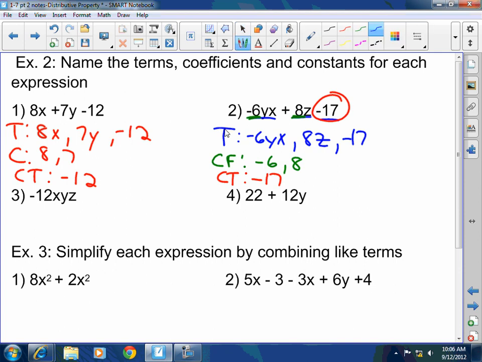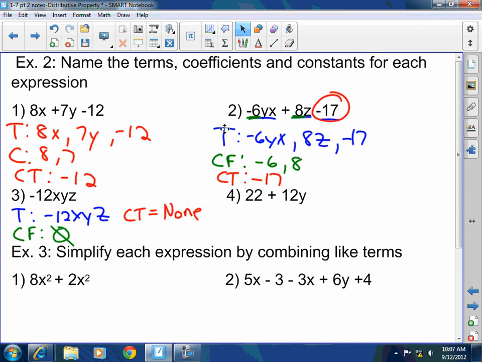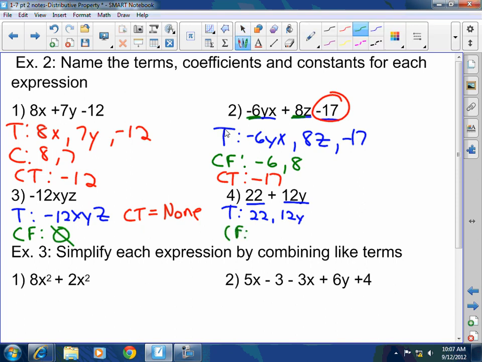Okay, next, number 3. The terms, it's just one term here, negative 12xyz. The coefficient, CF, 0. There is no coefficient. And last but not least, CT, the constant, there is none. There are no constants. Okay, number 4. The number of terms, there are 2 terms, 22 and 12y. The coefficient, CF, is 12, the number being multiplied to the variable. And CT, the constant, is 22.